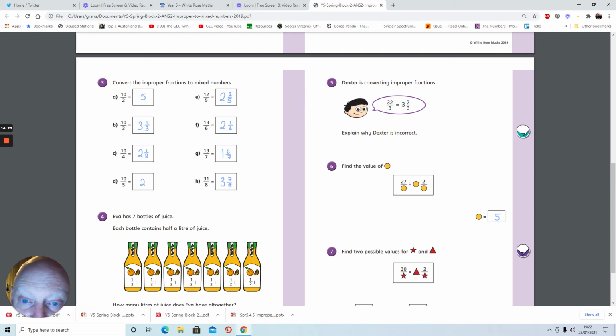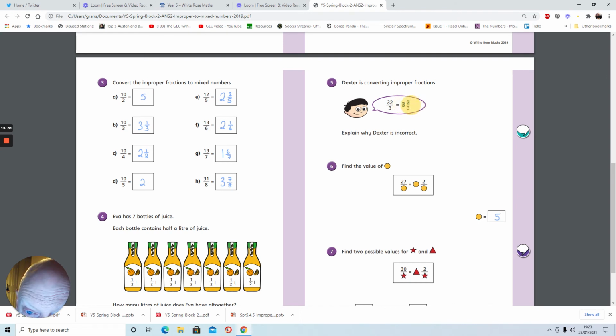So what we need to do is work out how many 3s are in 32. And we know straight away that he's saying there's only 3, but that's far from right. So we work it out. How many 3s are in 32? 3, 6, 9, 12, 15, 18, 21, 24, 27, 30. So that's 10. There are 10 3s in 32, so this answer here should be 10.